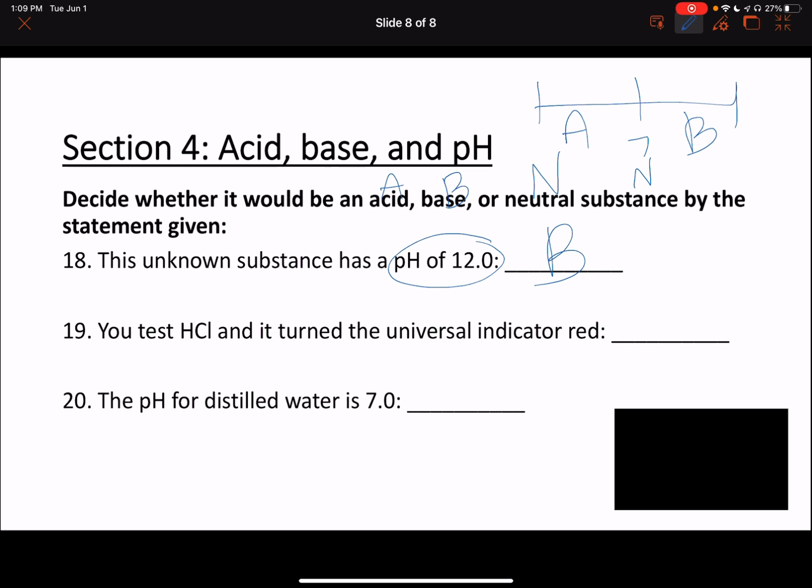You test HCl, so it has an H in front. You already know that it's an acid. And it makes sense that the universal indicator is red, so that would be an A for acid. And then the pH for distilled water is 7. That's going to be our neutral.